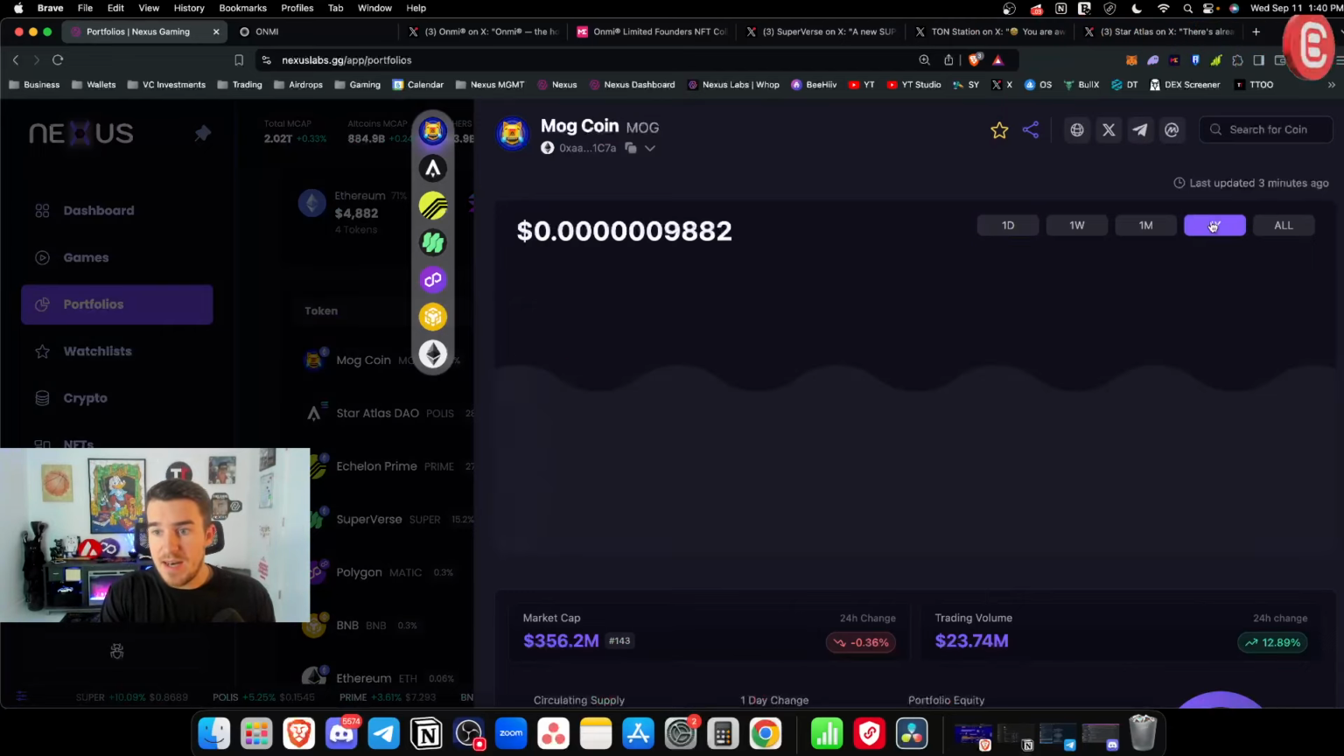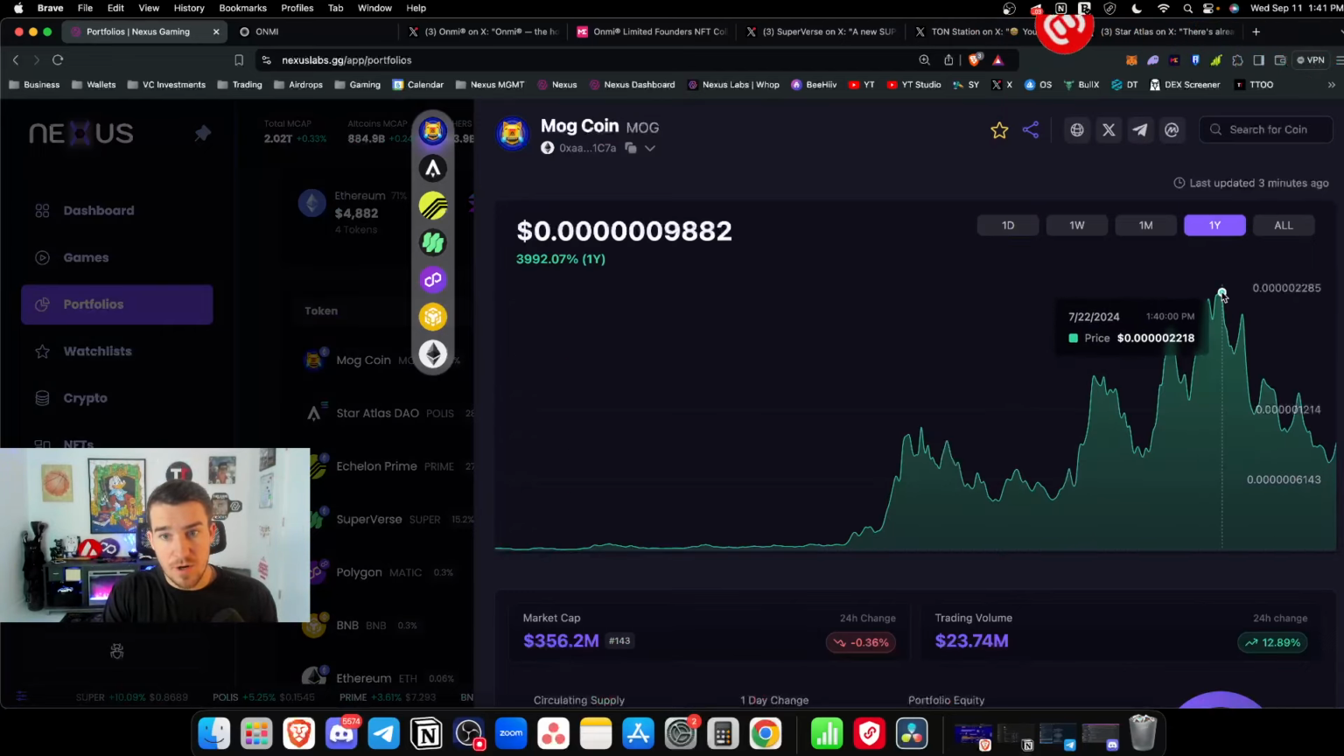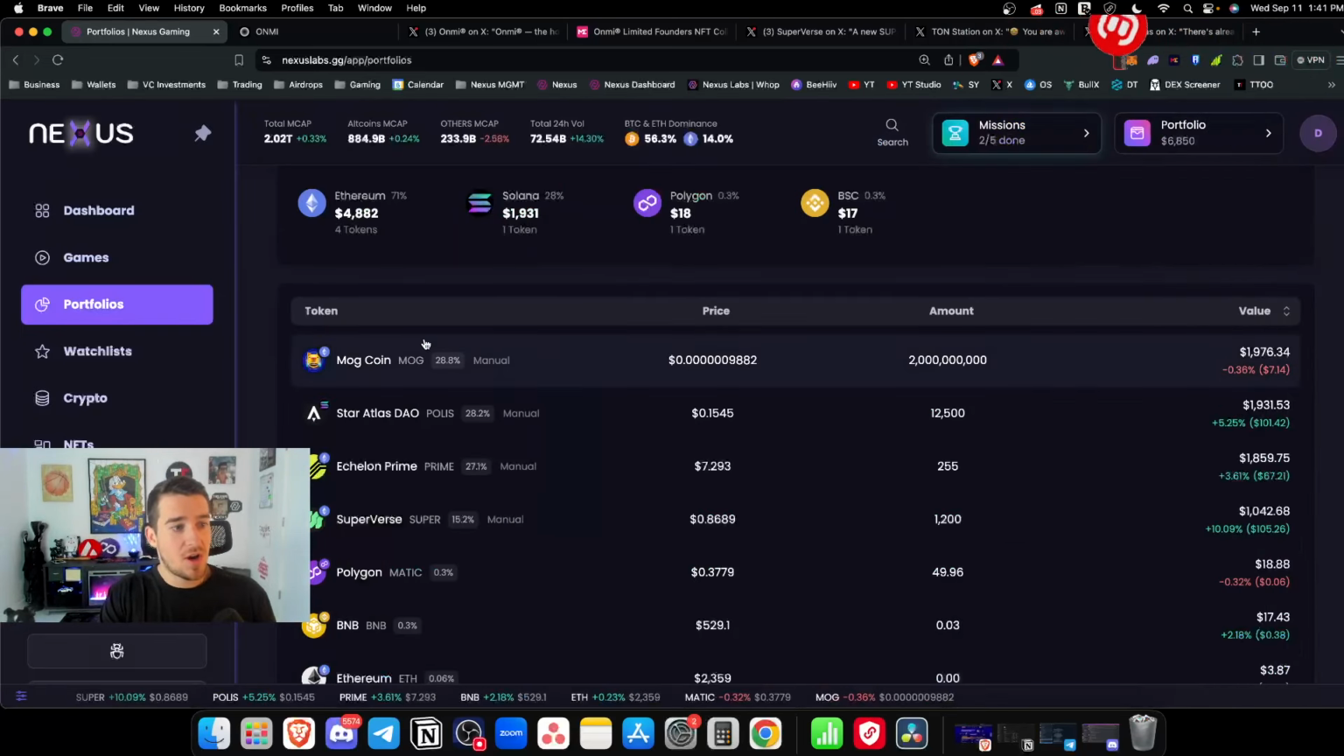This thing has been beaten up over the last month because of where meme coins have gone, but I don't think the meme coin cycle is over. We could easily double up this and more if we just get to recent all-time highs. So I'm going to start the first four tokens in this 10K to 100K challenge: Mog, Polis, Prime, and Super.